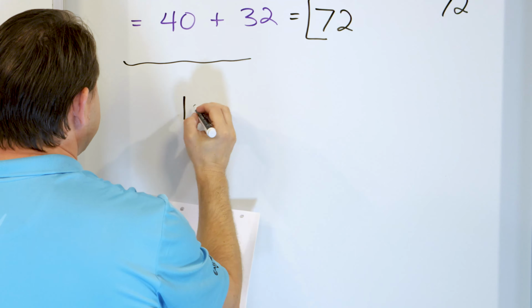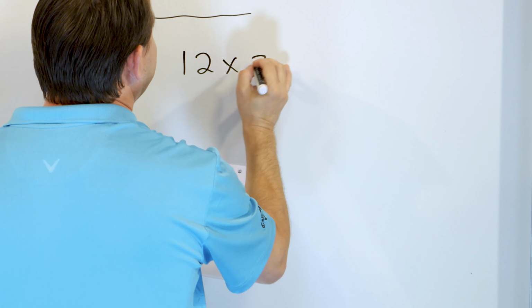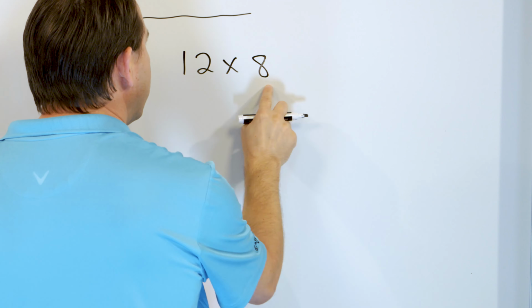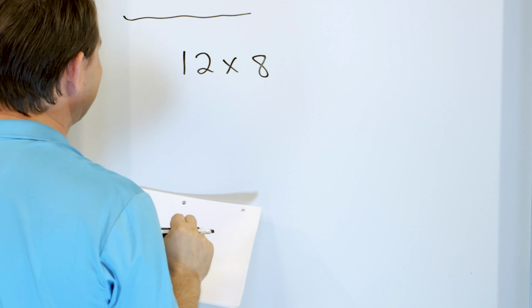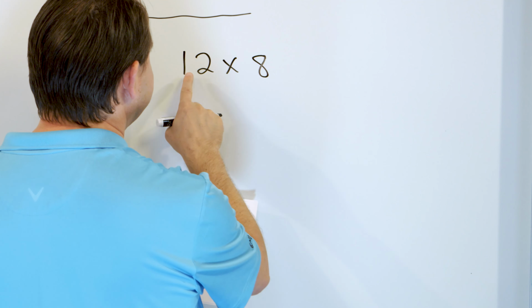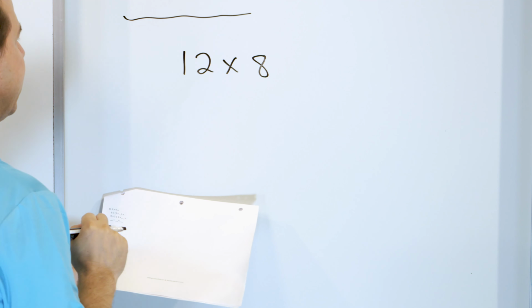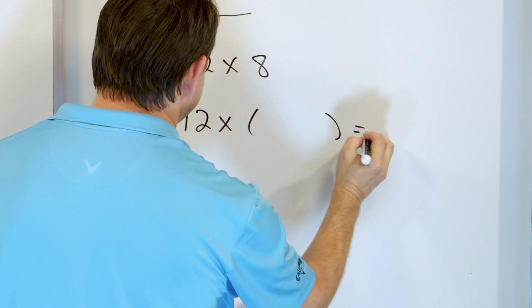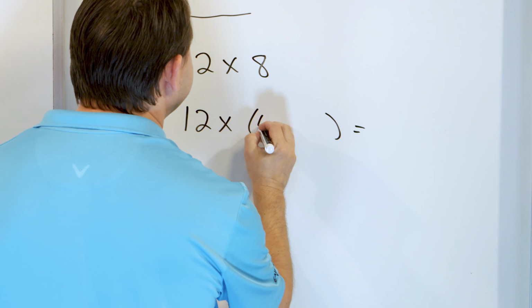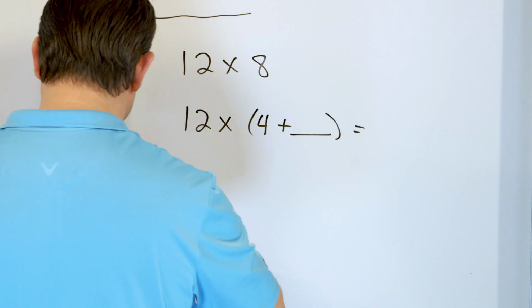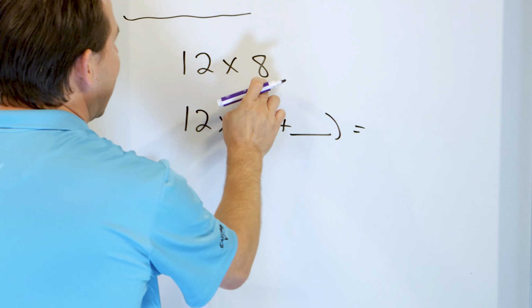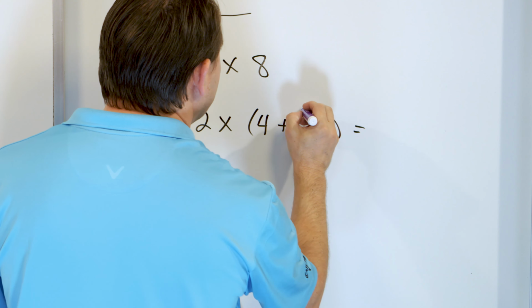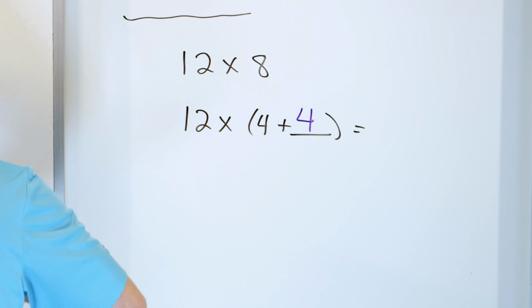Only a couple more problems. What about 12 times 8? So we know what 12 times 8 is. 12 times 8 is 96. 8 times 12 is 96, however you want to think about it. But let's rewrite this, and let's rewrite this 8 as something else. Let's rewrite it as 4 plus something. So what has to go in this blank? I'm trying to replace 8 with this, so the only thing that works is a 4 in there. Because 4 plus 4 is 8.